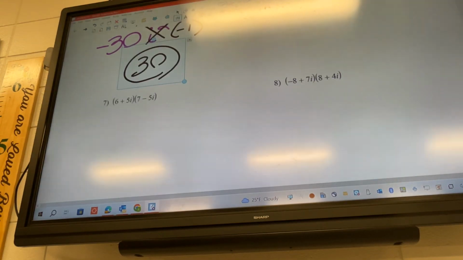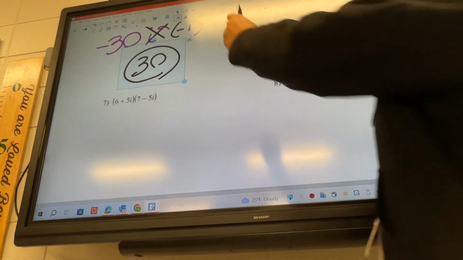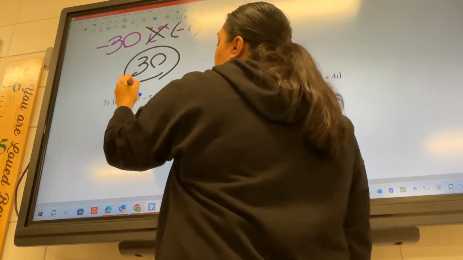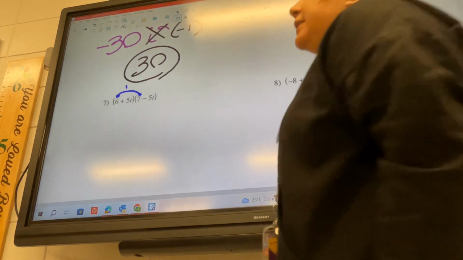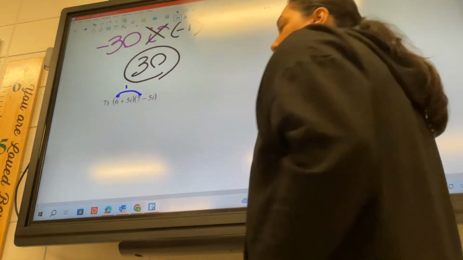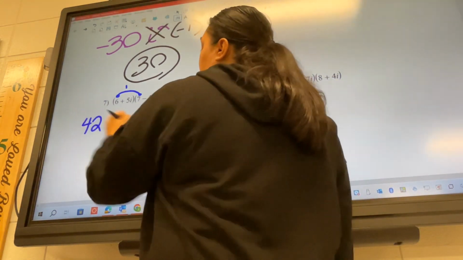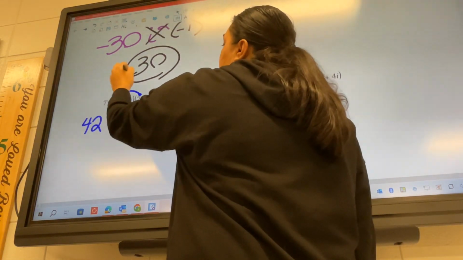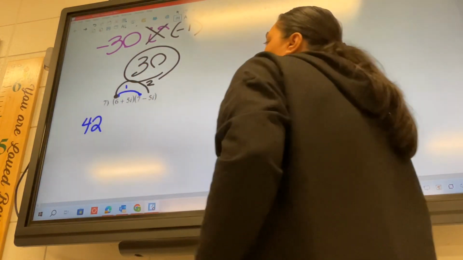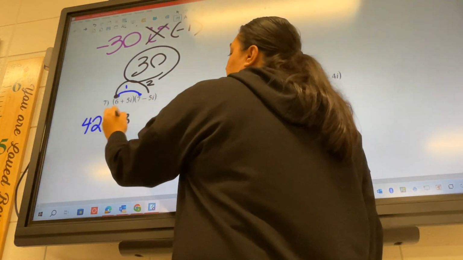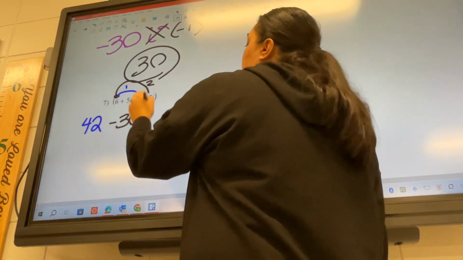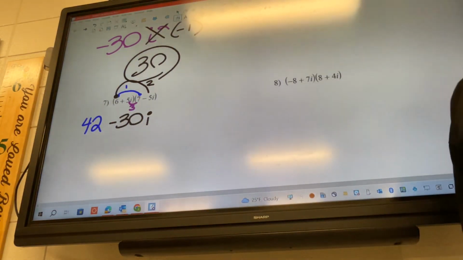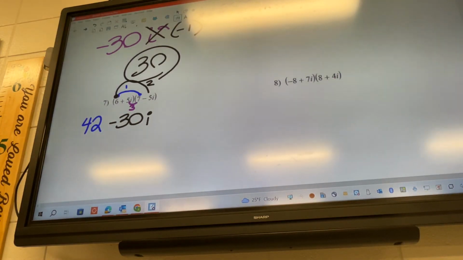Okay, number 7. We start with this front one. It's got to go to this front one. Remember, this is first. 6 times 7 is 42. How many i's are there total for those first guys? 0. None. Okay. We got 6 times negative 5. This is number 2. Negative 30i. How many i's are there total? 1. Good. Okay, for the third set, 5 times 7.